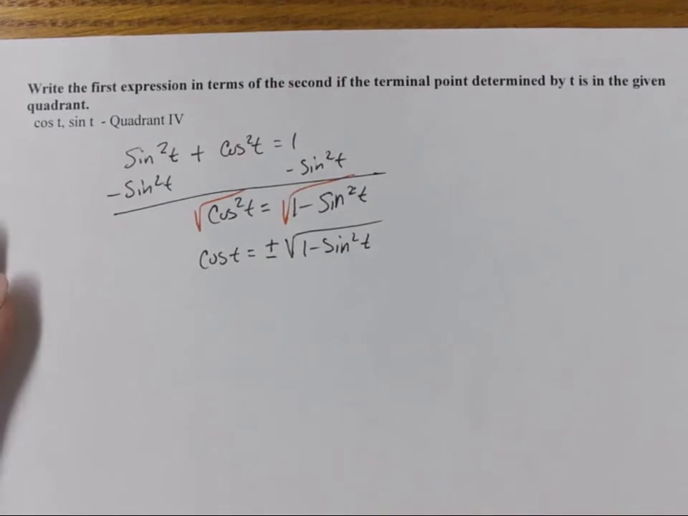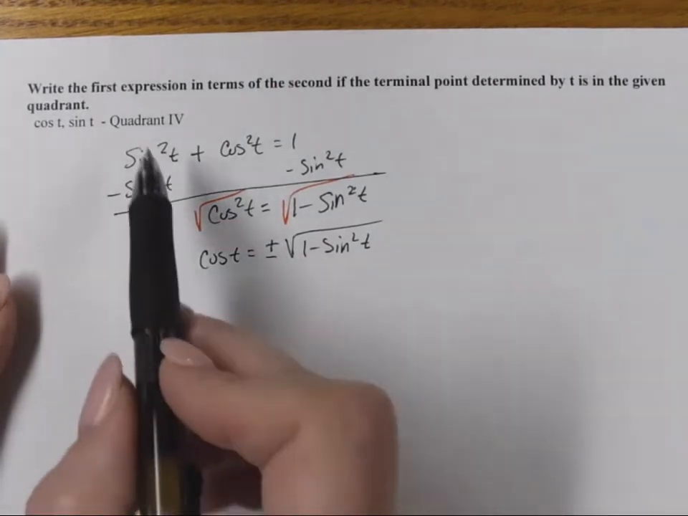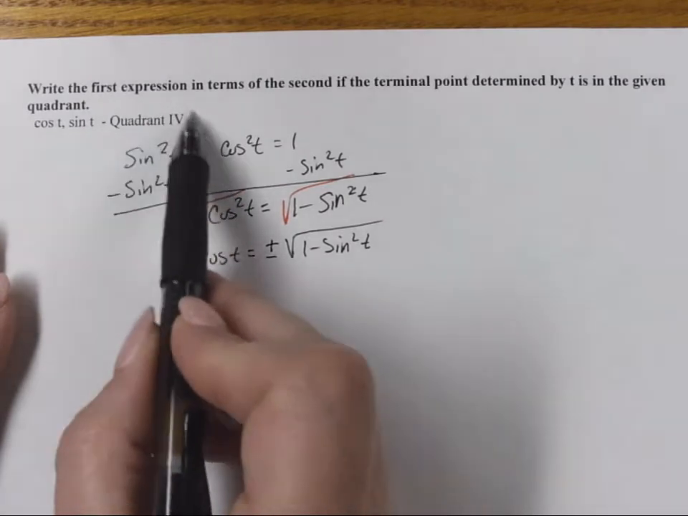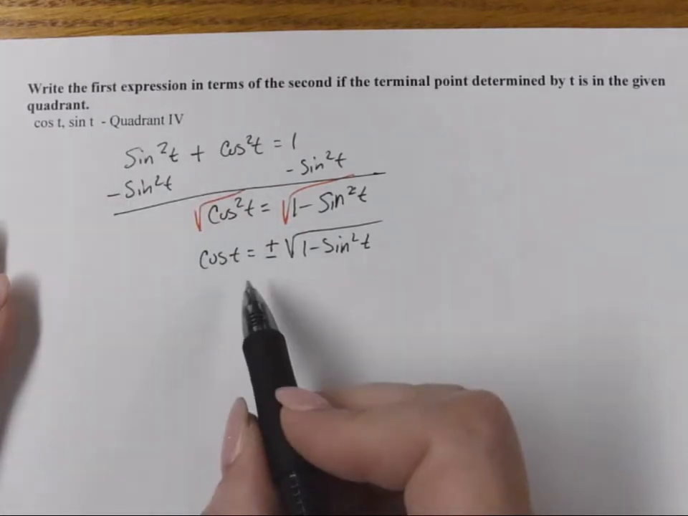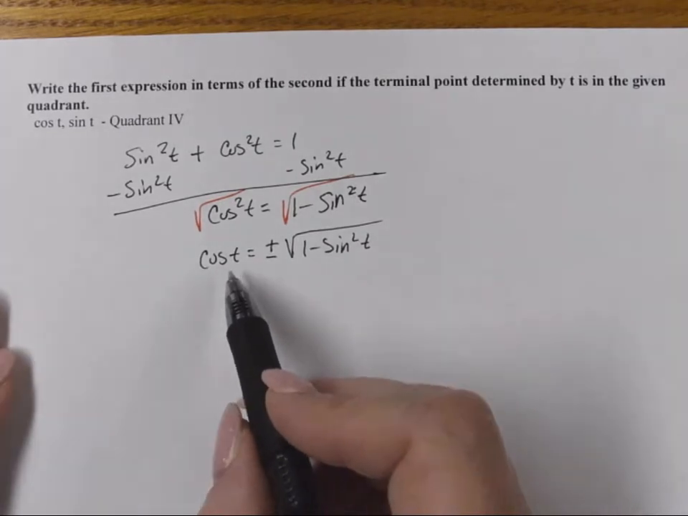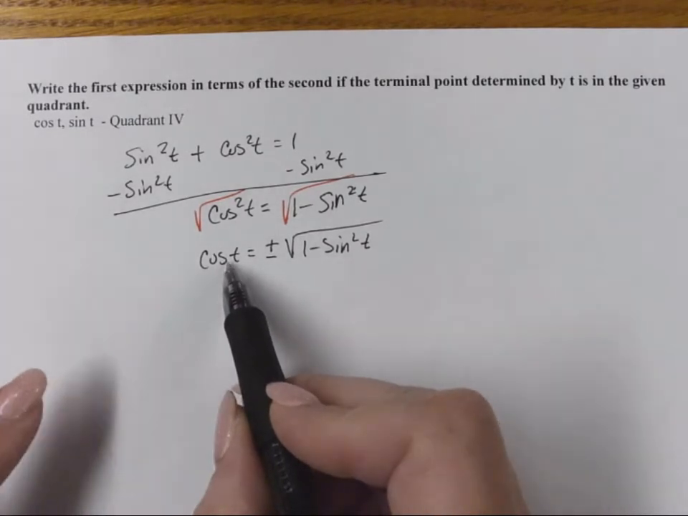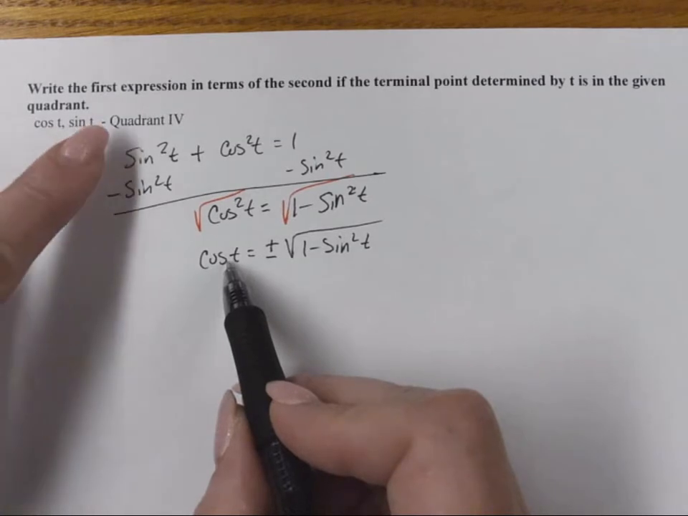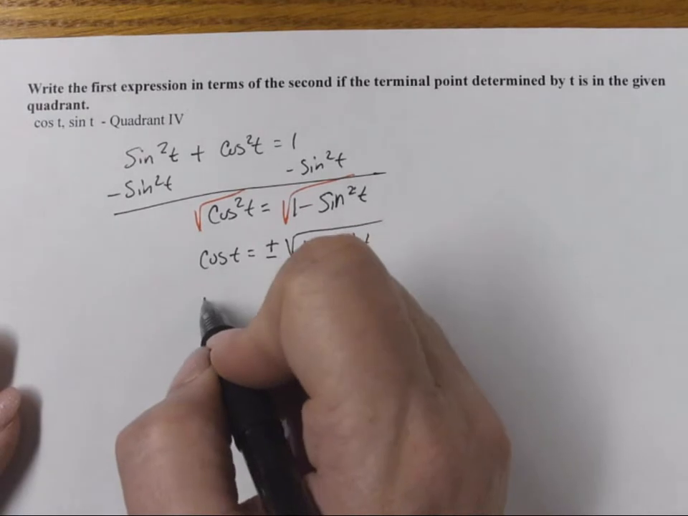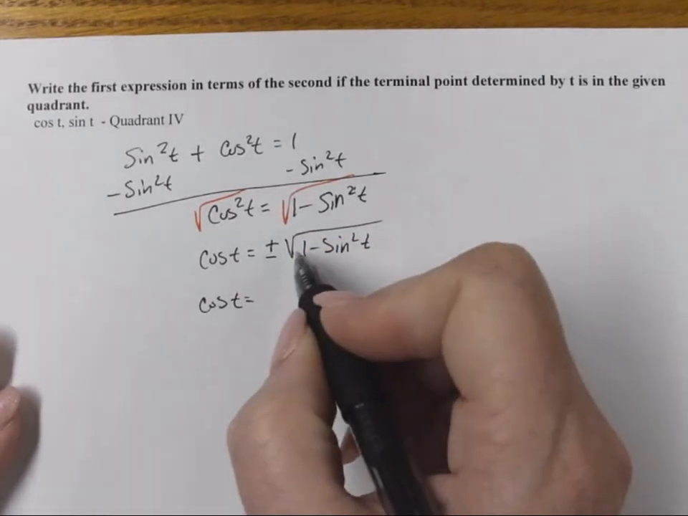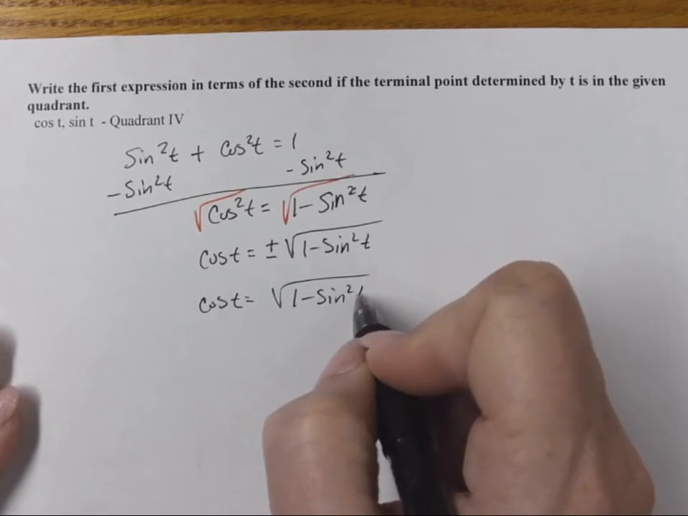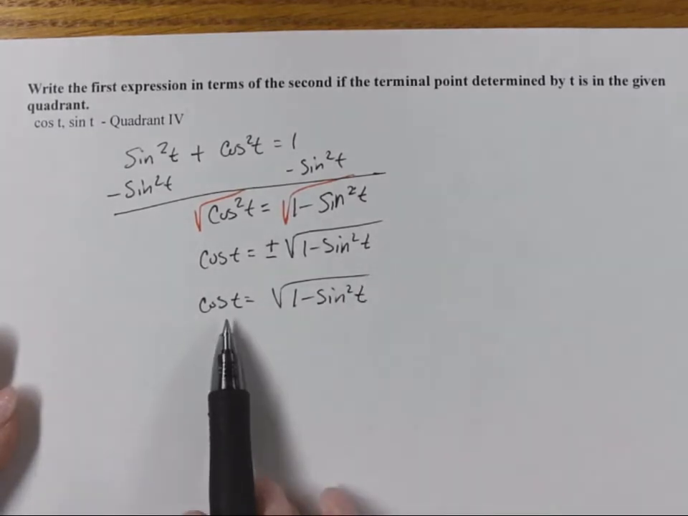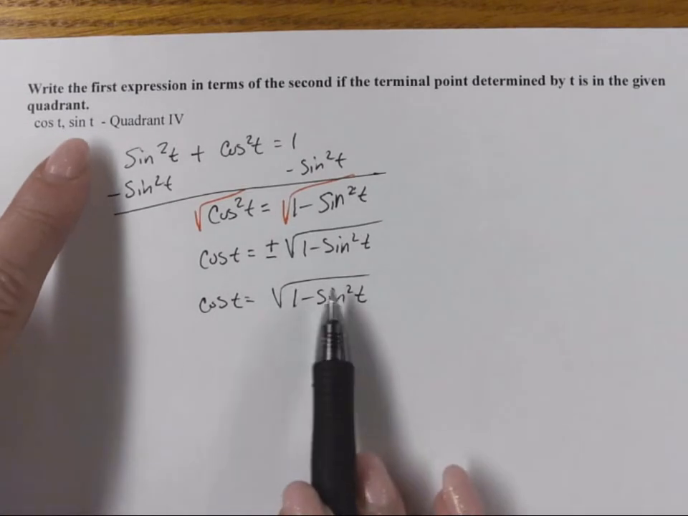Now, how do I determine if it's positive or negative? I go back to my quadrant. The quadrant always tells us the sign value, if it's positive or negative, of our trig functions. And we know that with cosine in quadrant 4, that's the x values, are going to be positive. So I know that my cosine of t will be the positive value of the square root of 1 minus sine squared t. And we have now written cosine in terms of sine.